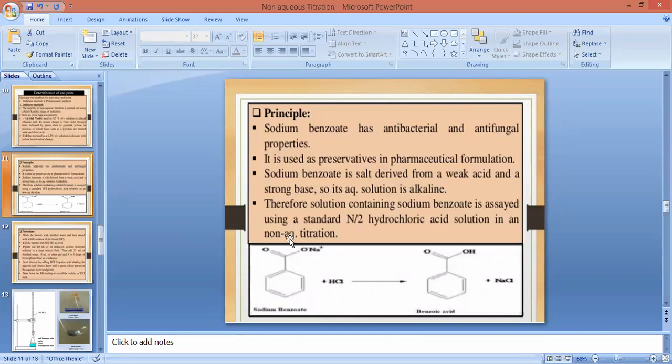Since it is alkaline, we are going to treat it with a standard solution of acid. So the titrant used in the estimation of sodium benzoate will be hydrochloric acid, since the analyte is basic in nature, being derived from a weak acid and a strong base. So the titrant will be an acid, that is hydrochloric acid. The solution containing sodium benzoate is titrated using a standard solution of hydrochloric acid in non-aqueous titration.